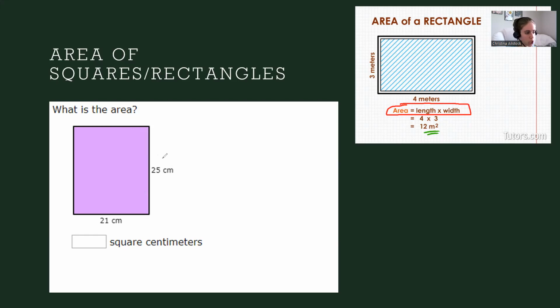But here we have our longer side of 25 centimeters, that would be our length. And then our shorter side of 21 centimeters would be our width. And our formula to find the area, so the space that occupies the inside of this rectangle, is length times width. So let's substitute our values in. We have a length L of 25 centimeters times our width of 21 centimeters.